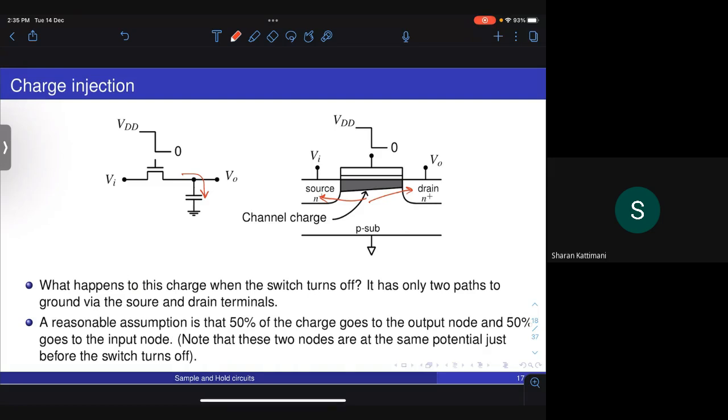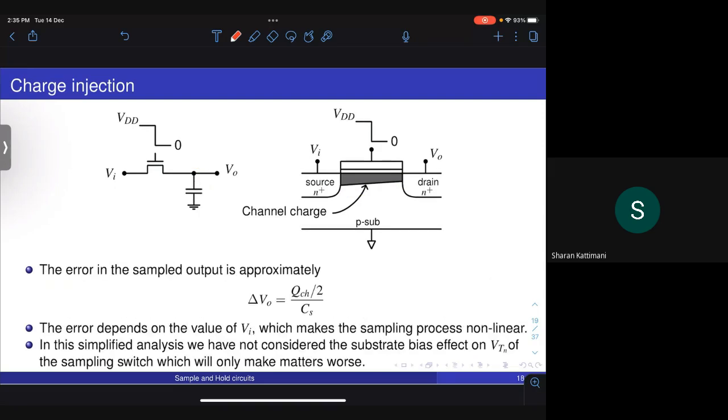So this is an extra charge. That charge will result in a small error in the sampled value, right? So the error in the sampled value is approximately given as QCH by 2 divided by CS. This is the standard Q equals CV formula, and we have seen that half the channel charge gets transferred onto the output sampling capacitor.